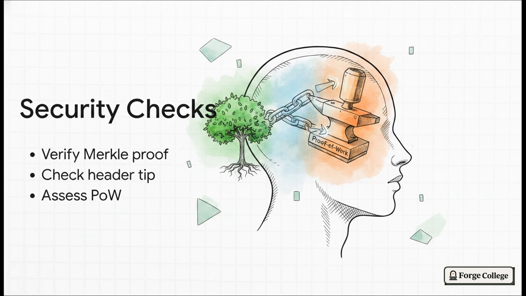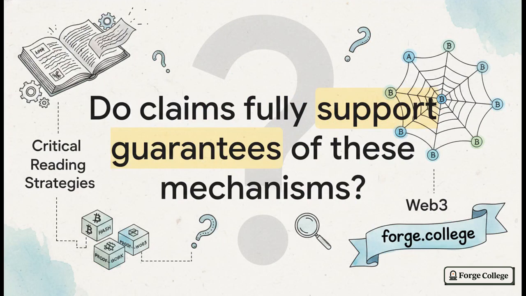transaction security yourself. If you can verify the transaction's Merkle inclusion, confirm the header links to a trusted tip, and assess that there's enough accumulated proof of work, well, you've essentially just applied the sealed boxes and stamps model in your own mind. So I want to leave you with a provocative question to chew on. Do the white paper's exact phrasing and security claims fully support the guarantees of these mechanisms?